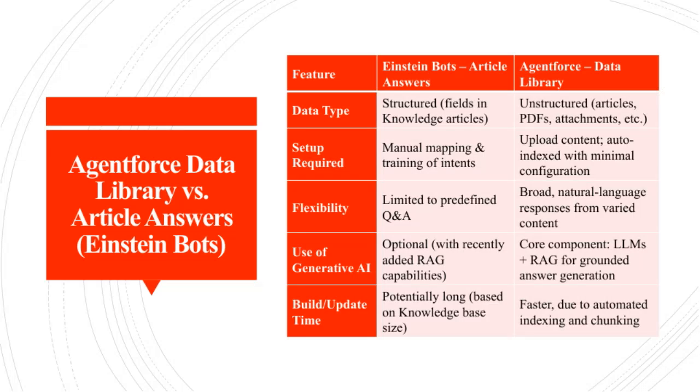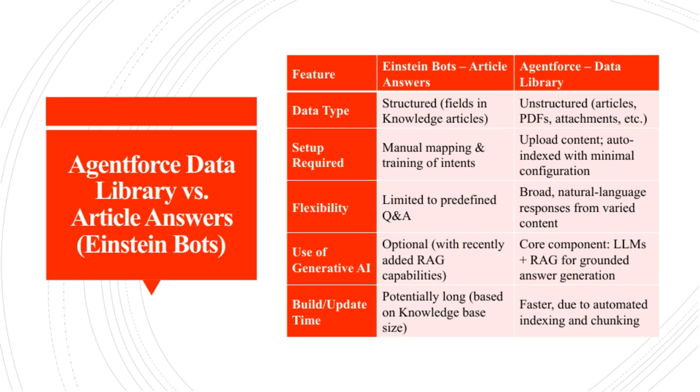Let's take a closer look at the key differences between Einstein Bot's article answers and Agentforce's data library. Starting with the data type, article answers primarily work with structured data, meaning they rely on specific fields within knowledge articles. In contrast, Agentforce's data library handles unstructured data, such as full articles, PDFs, attachments, and other varied content types.